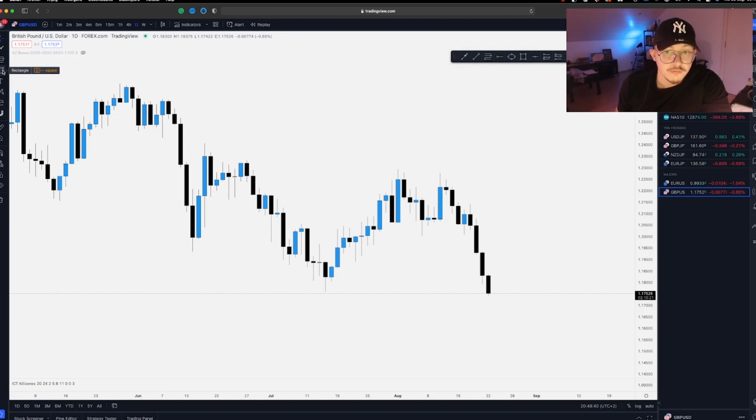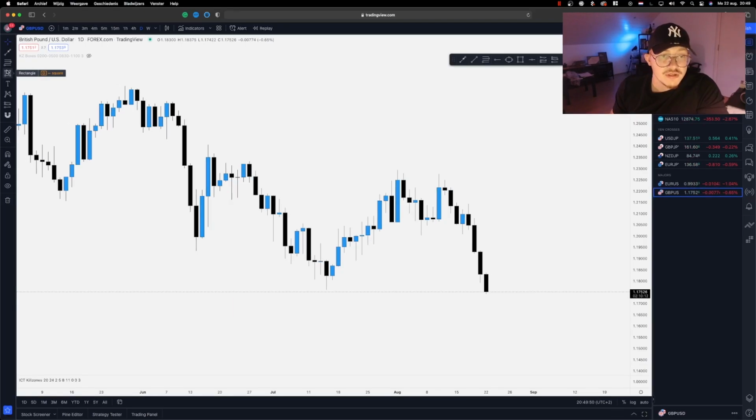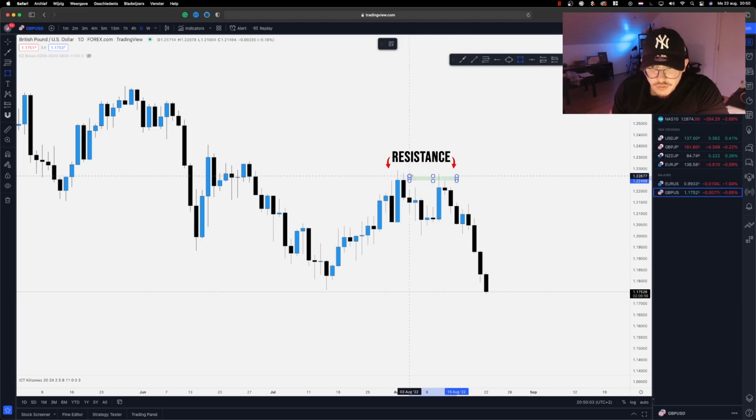I will show you first of all how I see it, how I draw it, and then how I really use it in practice. What I always do is I look at the market and I search for points that the market reacts to. So as you can see here, we have a resistance because price can't get through this. We have a resistance right here. So what do we do? We take this box and we take it all the way to the left.